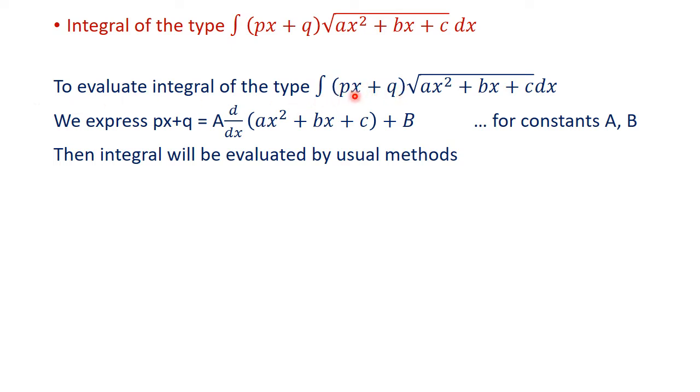To evaluate such an integral, we need to express the linear factor in terms of A into the derivative of the quadratic factor ax square plus bx plus c, plus B, where A and B both are constants. By finding the values of A and B by comparing the terms, the given integral gets reduced to a standard form, and then by using standard formulas we can integrate the function.